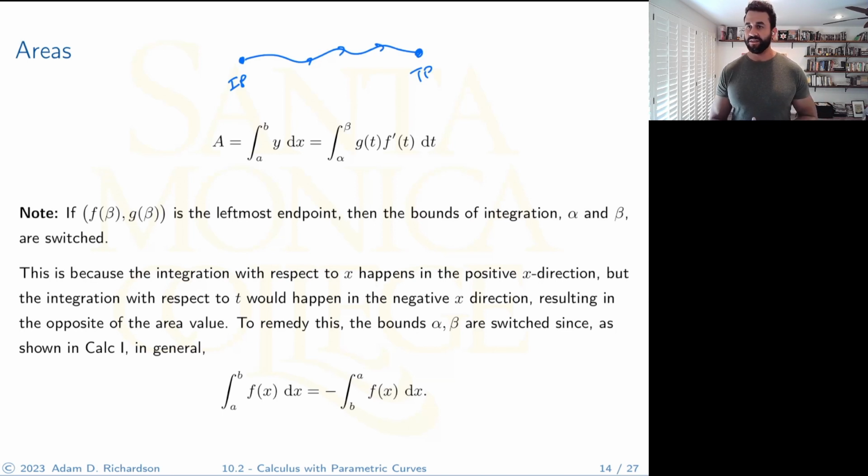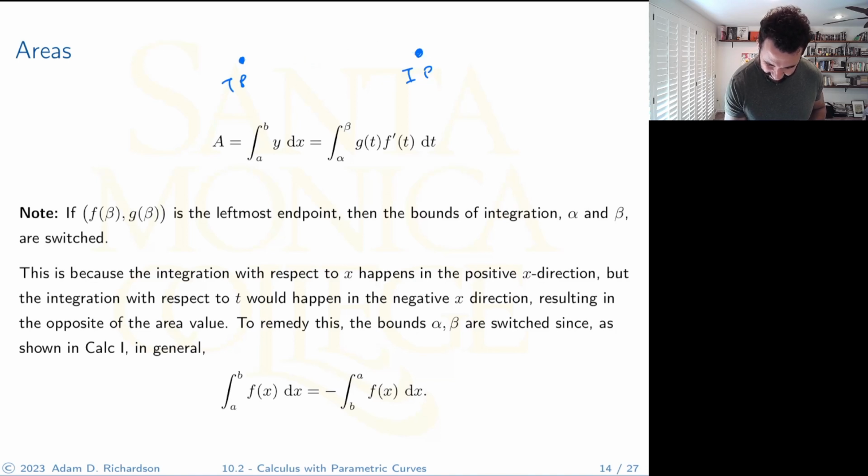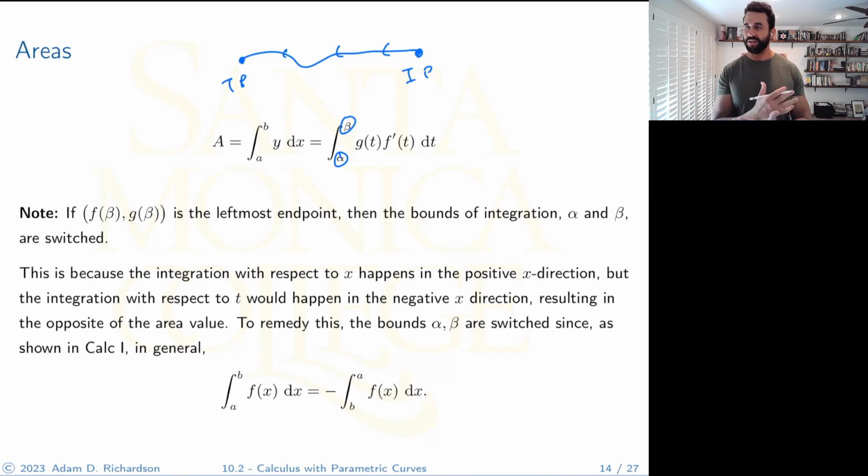What this little note is saying is, if your terminal point is actually over here instead, so instead of this being IP, it's TP, and your initial point is over here, so the curve is being traversed in reverse, going from right to left instead of left to right, then these bounds are going to be switched. So you've got to ask yourself which way you're traveling. If you're traveling backward, then the bounds of integration have to be switched to accommodate for that.